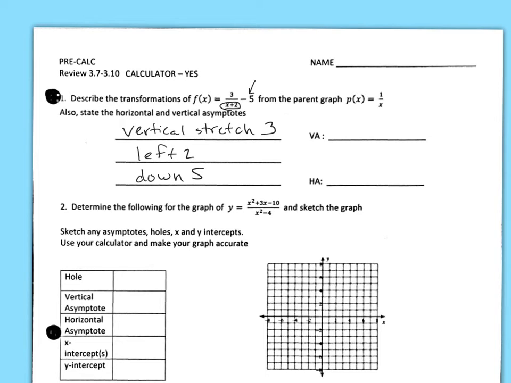So if you think about left 2, that is your vertical asymptote. So that's at x equals -2. And if you think about down 5, that's your horizontal asymptote, which is y equals -5.